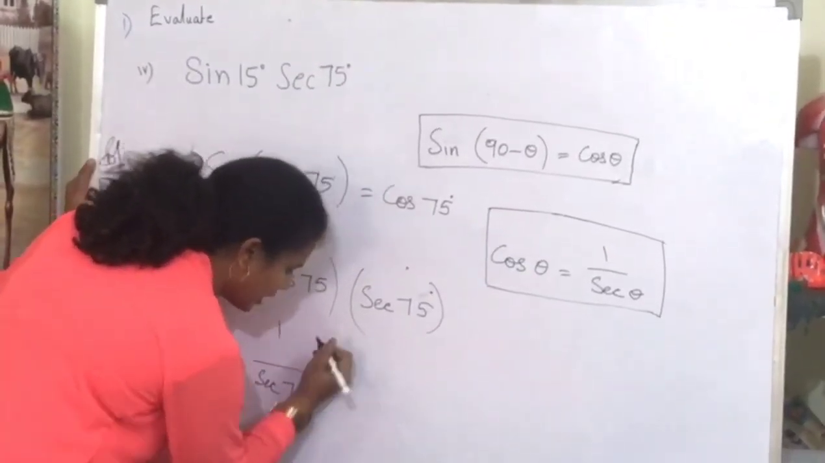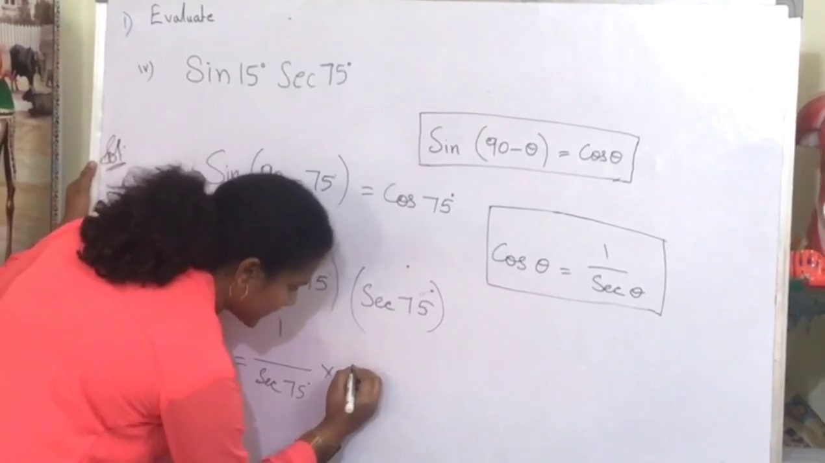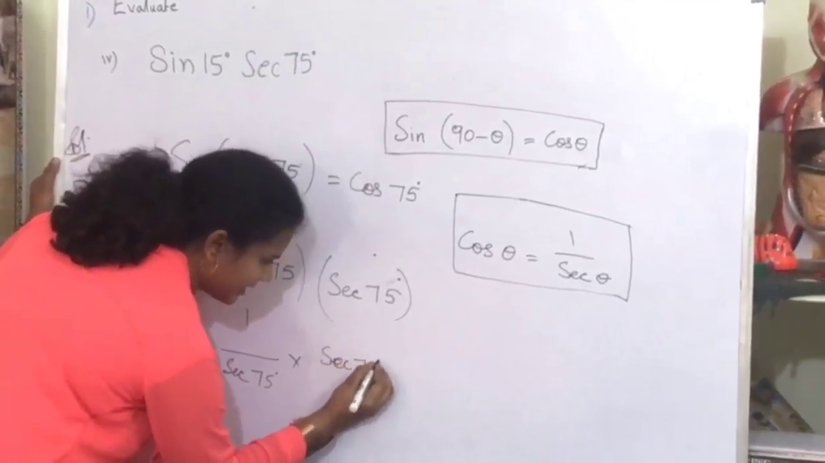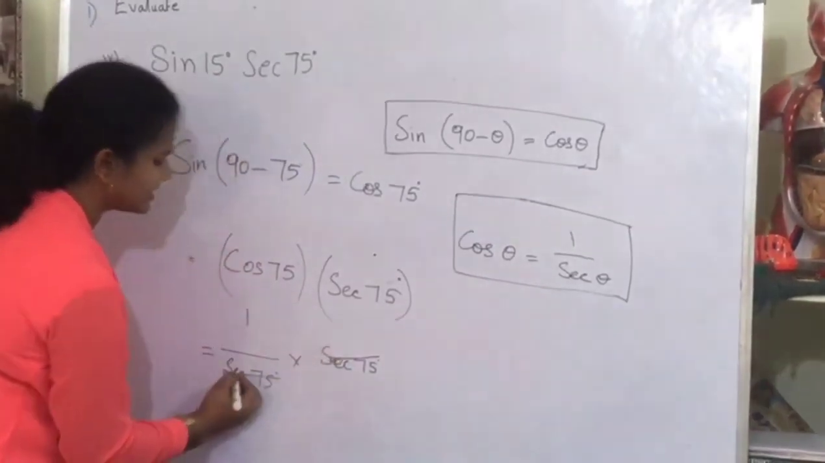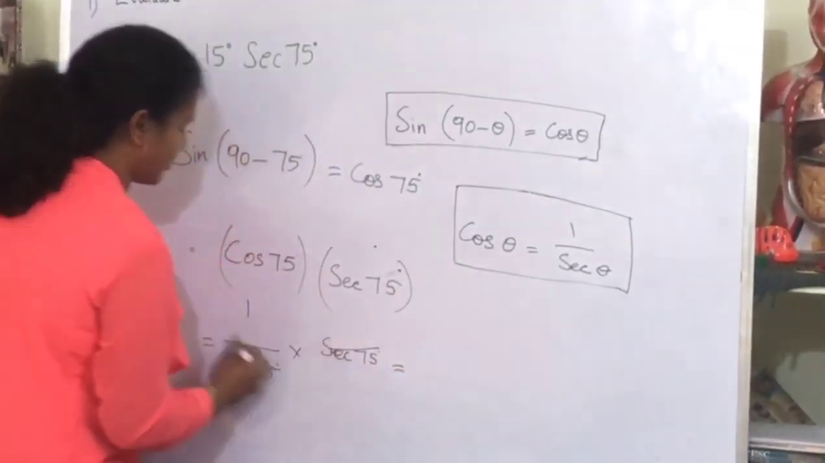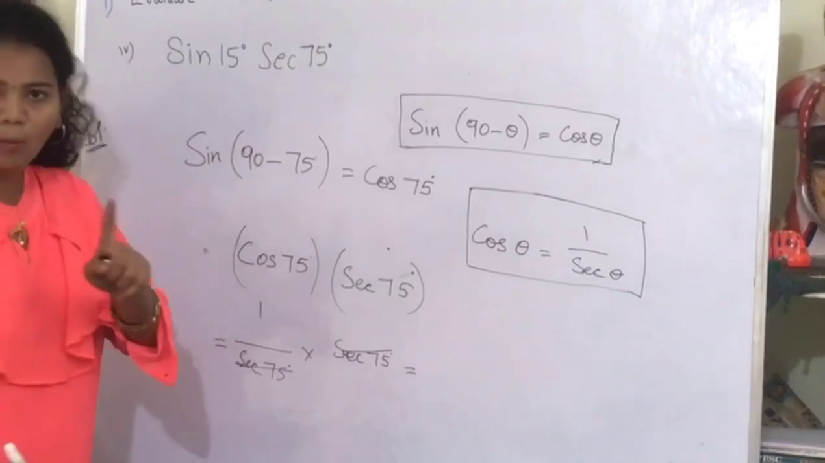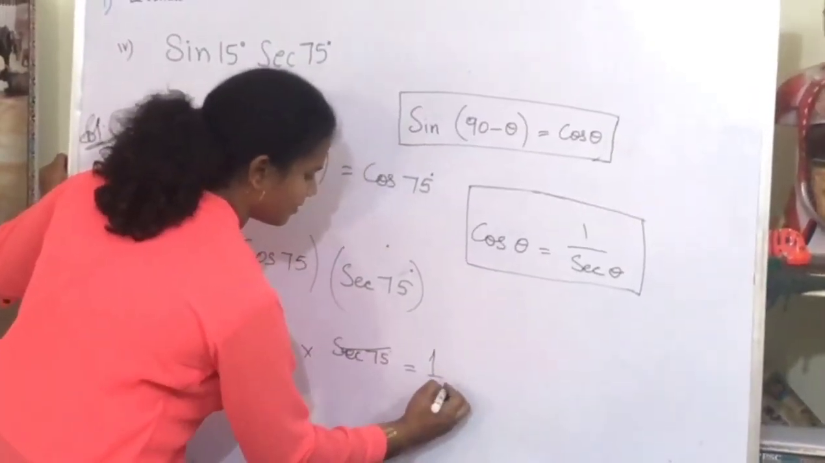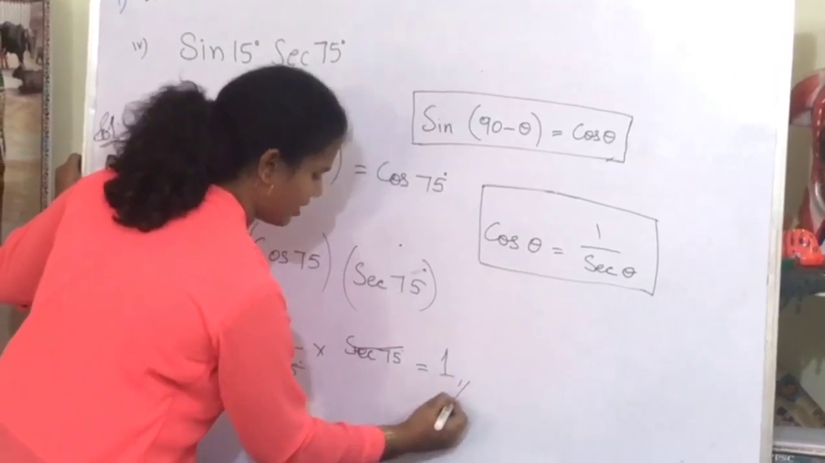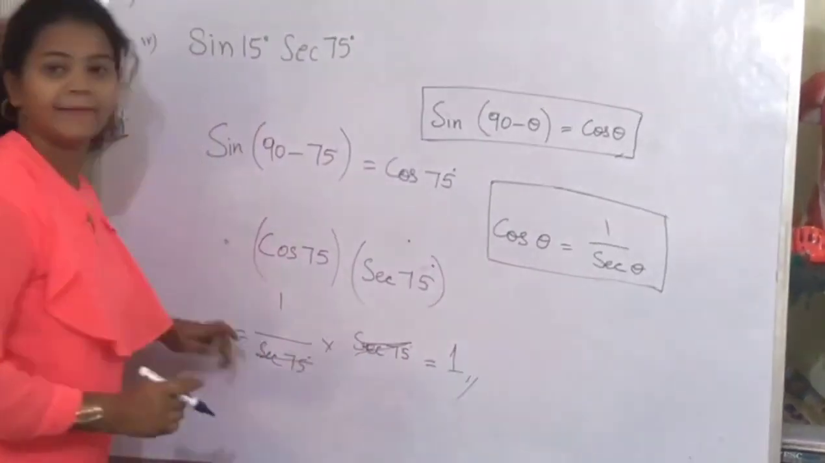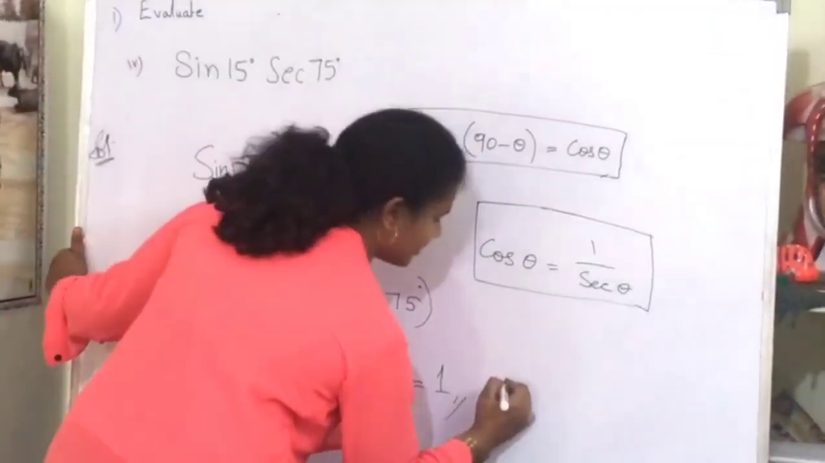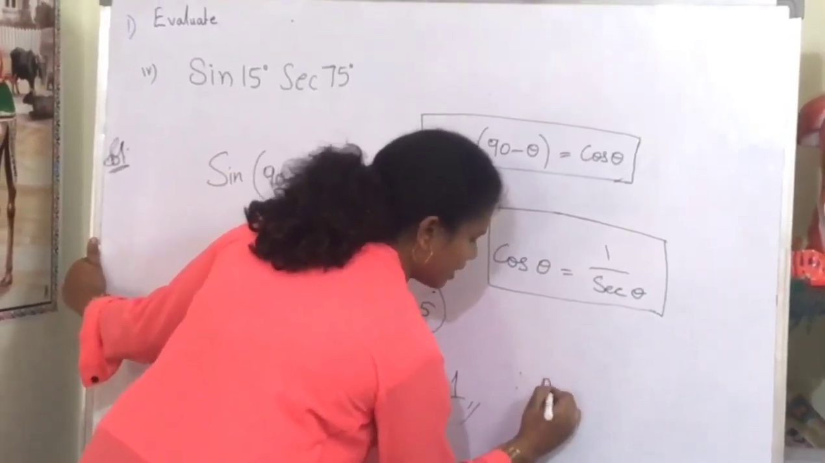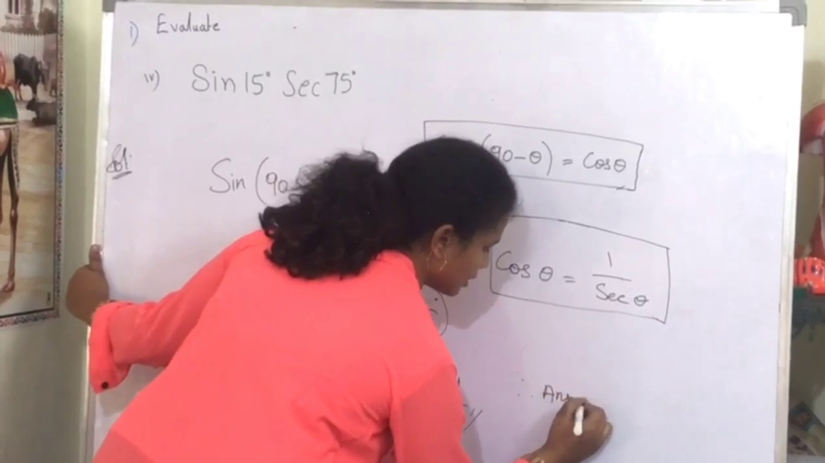Into secant 75 degree, where secant 75 gets cancelled, and you will be having the final answer 1. Okay, as here we can write 1. Okay, therefore the answer will be 1. And let me write down here, therefore answer equals to 1.